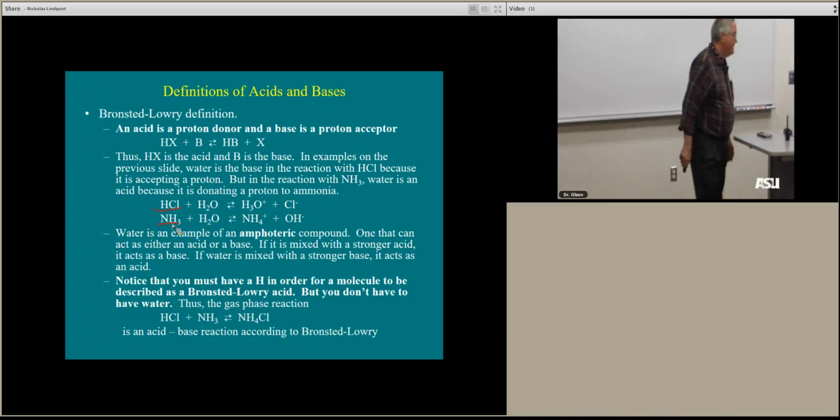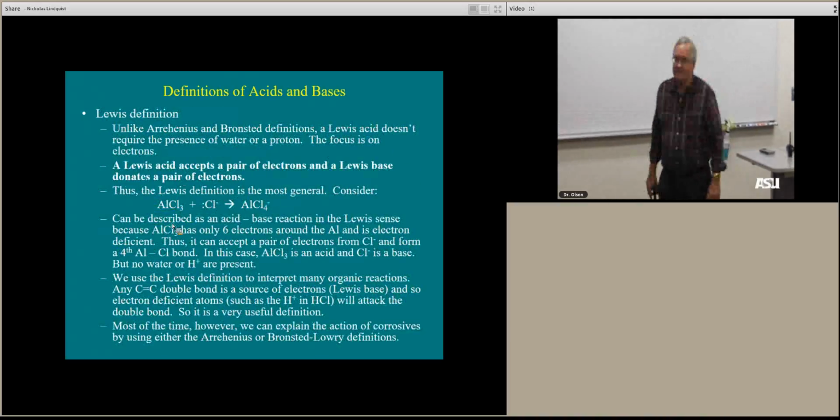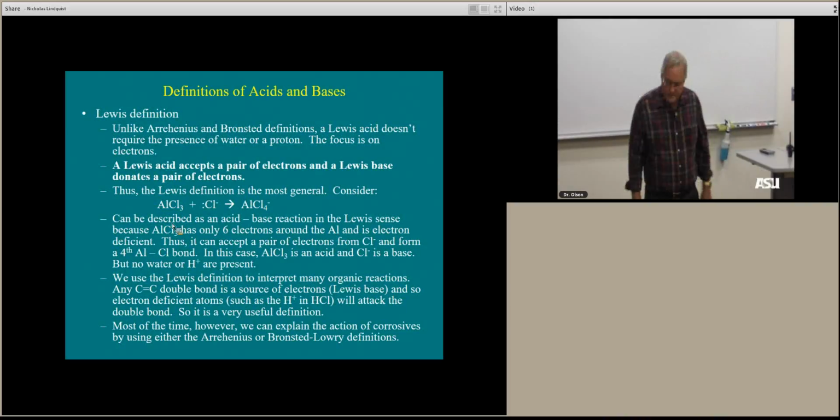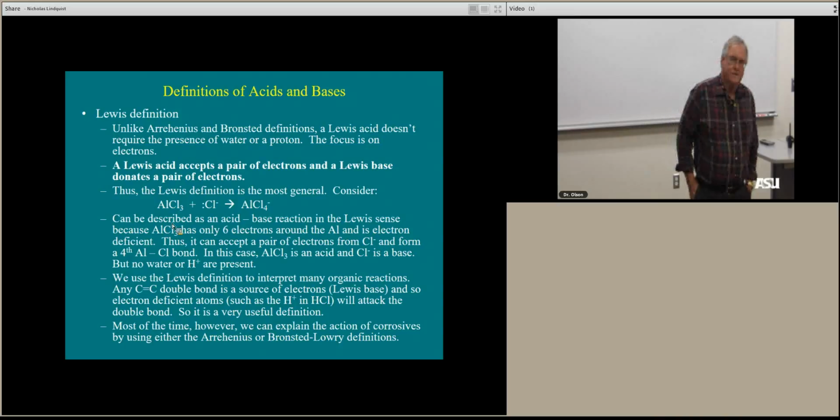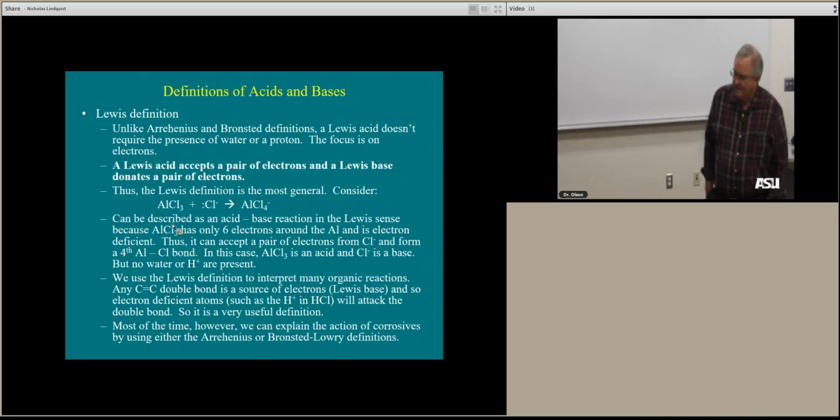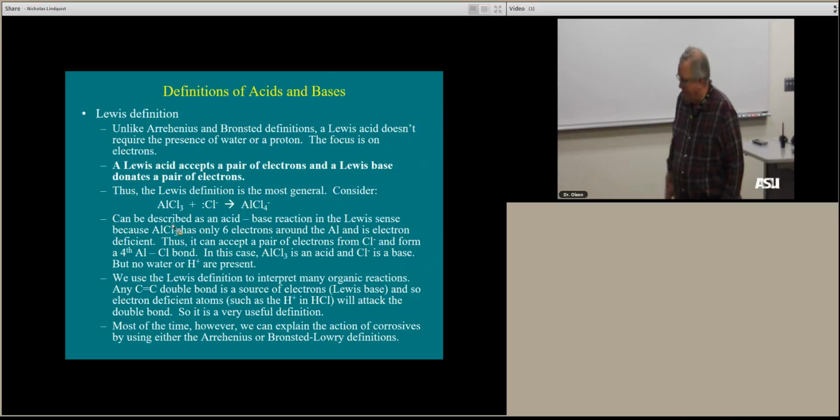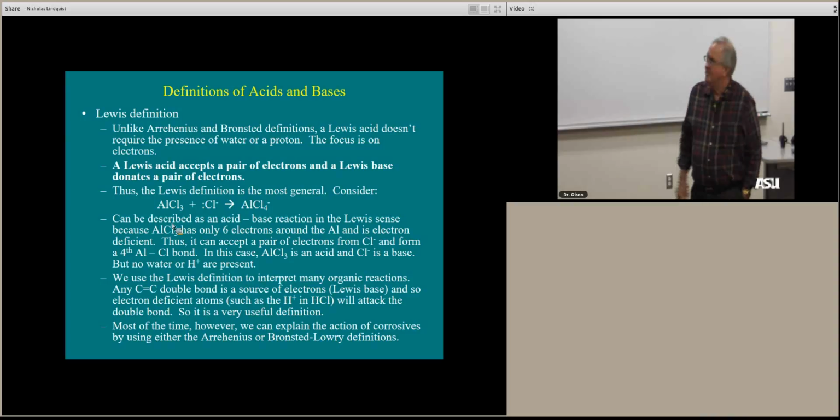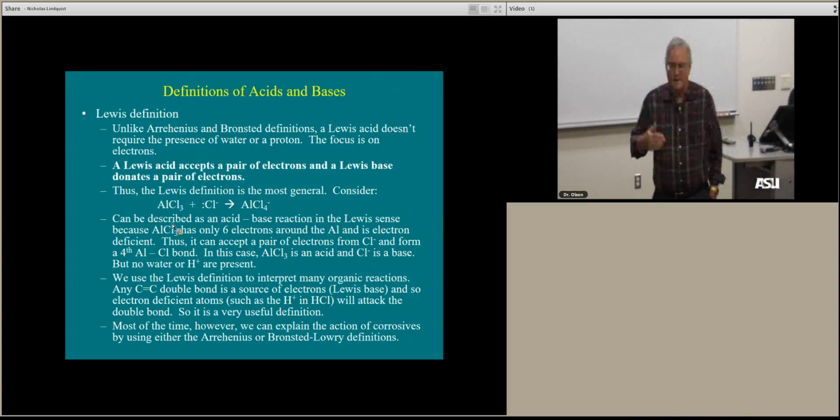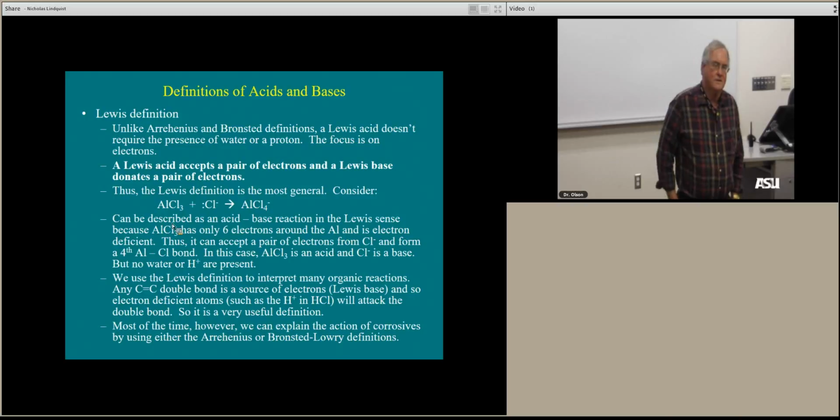Now there's a third definition, and that's called the Lewis definition, after a guy named Gilbert N. Lewis. Remember the Lewis electron dot structures we talked about? Same Lewis, very famous guy. He was the chairman of the chemistry department at Berkeley back in the 1930s. Berkeley was a pretty big hotspot for chemists back in those days. Still is, for that matter. But he was very involved in developing some of the fundamental ideas about bonding and about acids and bases and things. So he came up with the Lewis definition of an acid or a base.